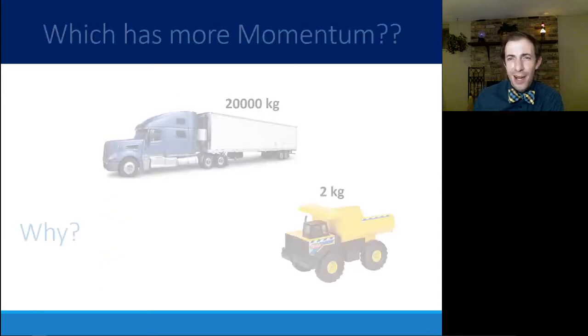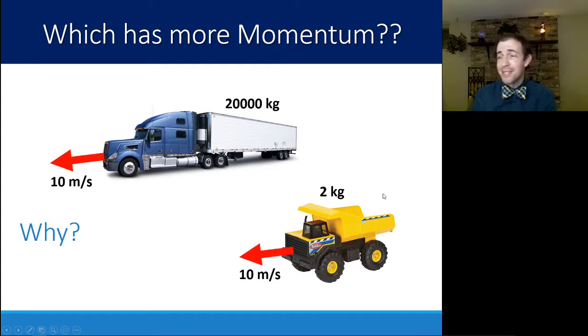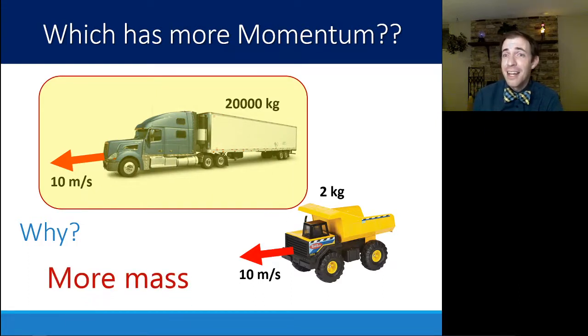In order to quantify it, we need to know the different properties that are players in this conversation. If I have a semi-truck and a Tonka truck, the semi-truck being about 20,000 kilograms and the Tonka truck being 2 kilograms, we can figure out which one has more momentum. If they are moving at the same velocity, then the velocity isn't a factor. It's just the mass. This semi-truck is going to be a lot harder to stop than the Tonka truck because it has much more mass. So we say that the semi-truck has far more momentum because of that factor of mass.